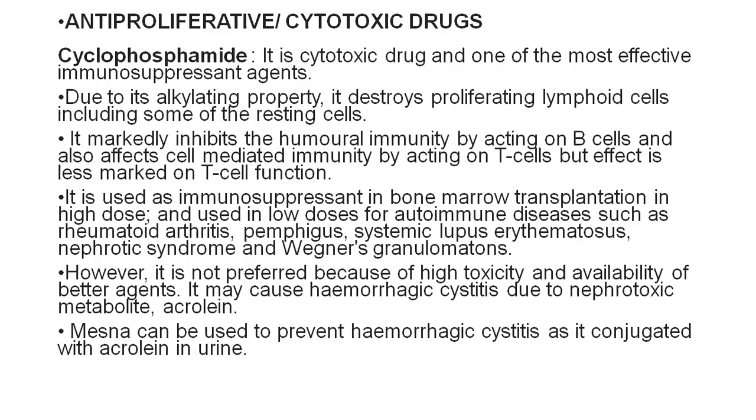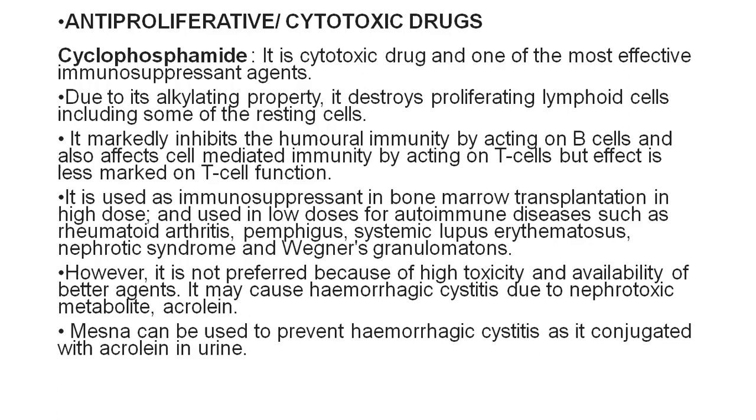So it markedly inhibits the humoral immunity by acting on B cells, and it also affects cell-mediated immunity. So here it is acting on humoral immunity as well as cell-mediated immunity. That is on both B cells and T cells, but the effect is less marked on T cells compared to B cells. So it is used as an immunosuppressant in bone marrow transplantation in high doses, and it is used in low doses for autoimmune diseases such as rheumatoid arthritis, pemphigus, systemic lupus erythematosus, nephrotic syndrome, and Wegener's granulomatosis.